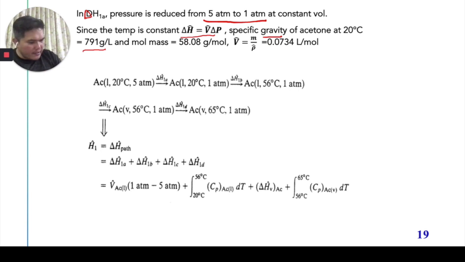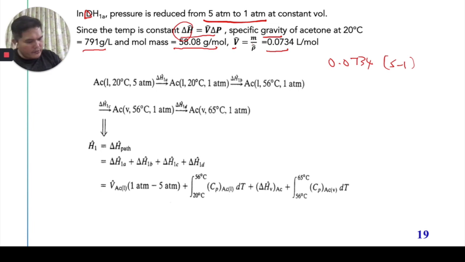And we know that the molecular mass for acetone is 58.08. So we can determine that specific volume is the molecular mass divided by the specific gravity, which equals 0.0734 L per mole. If you multiply by the change of pressure, 5 minus 1 atm, then you'll be able to determine your delta H value.